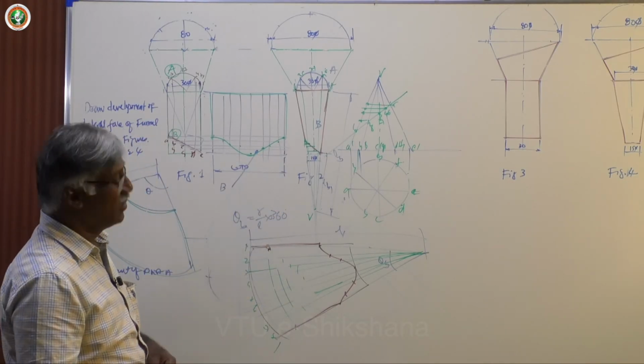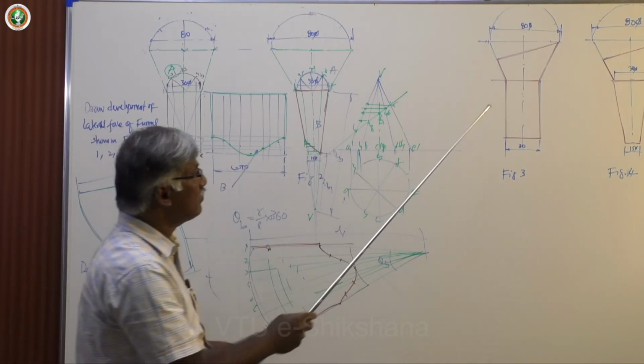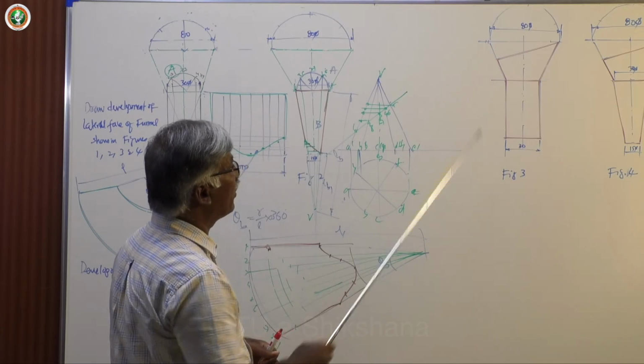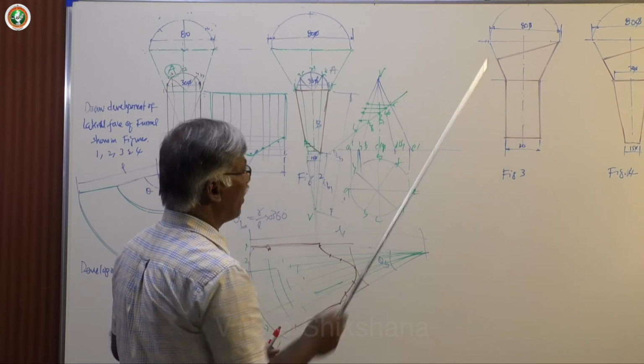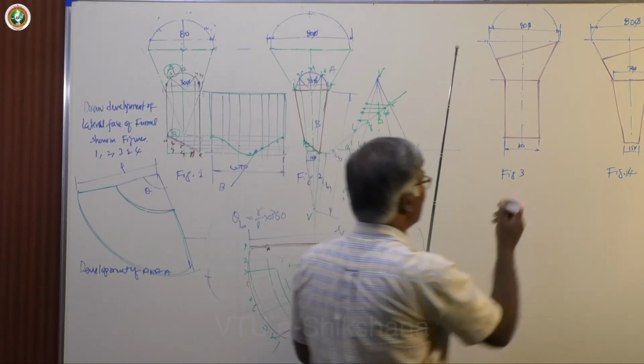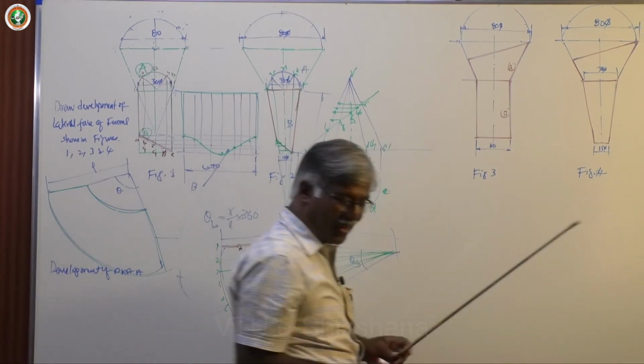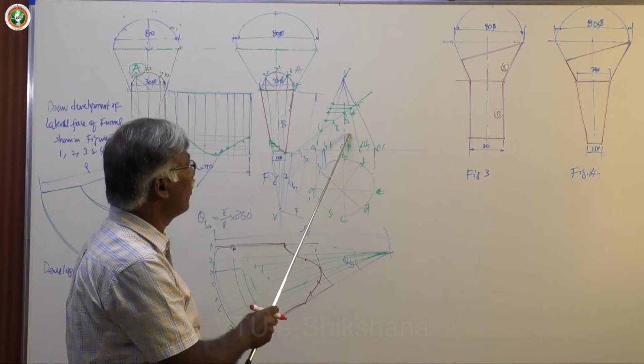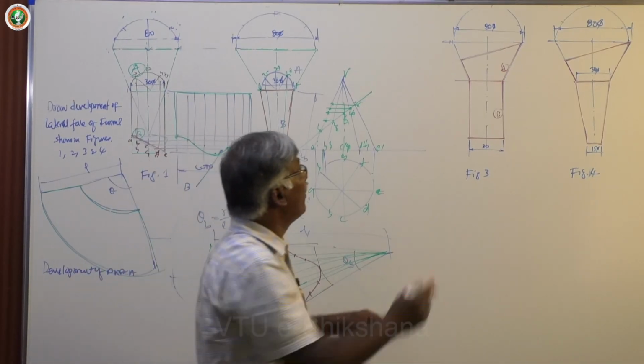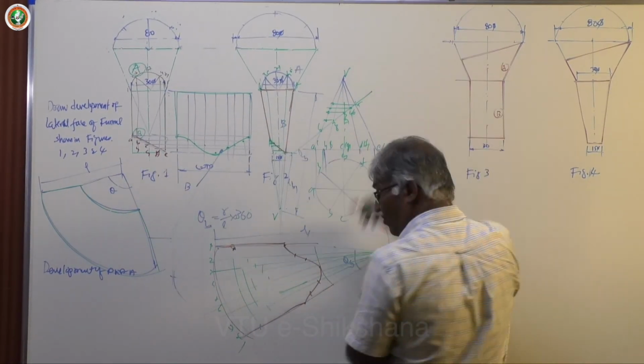Next comes figure 3, this part, that is part A, part B again. Part A, part B. So for part A, the same procedure you have to follow. So again I will be dividing this into n equal parts.